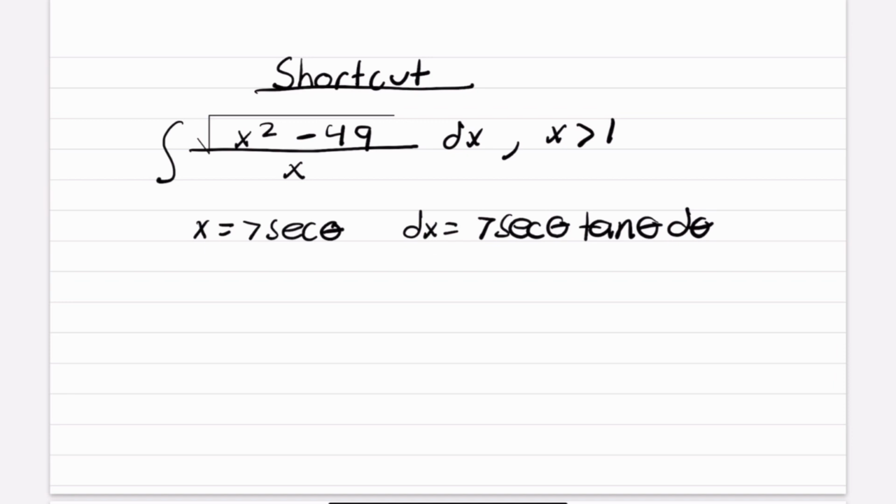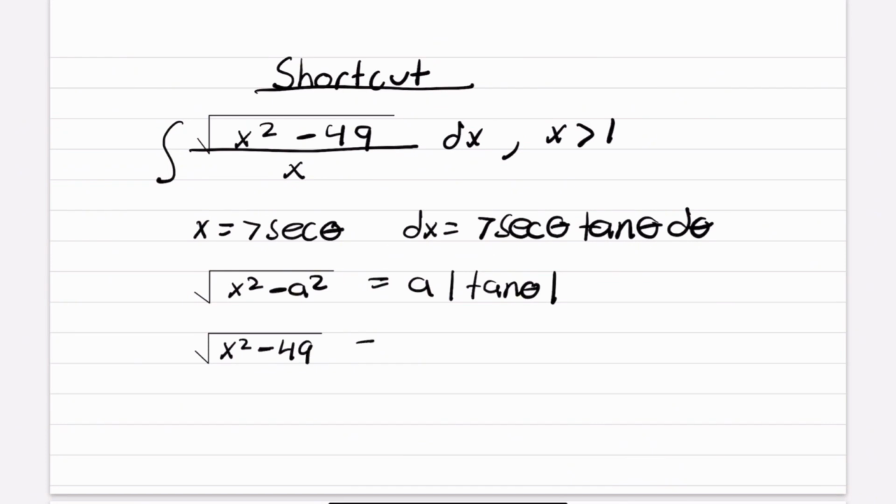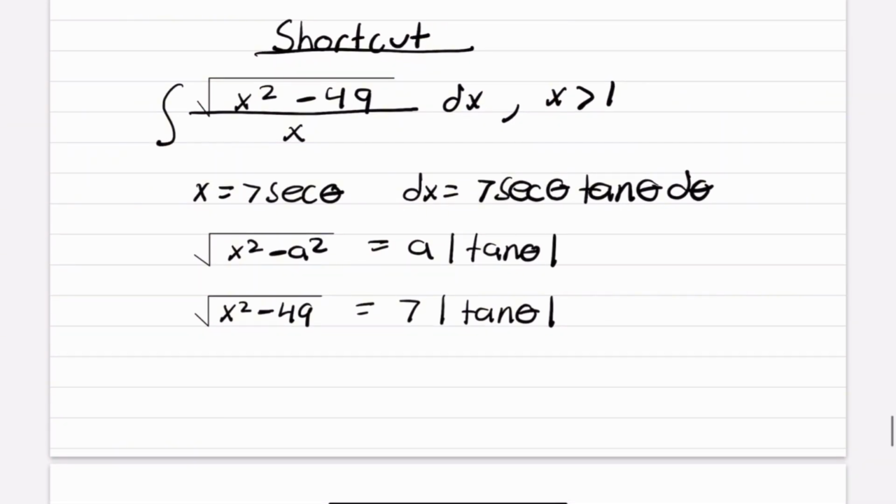So now for the shortcut, we can simply use the equation that we solved for at the very beginning, which is the square root of x squared minus a squared is equal to a absolute value of tan theta. So in our case, the square root of x squared minus 49 is equal to 7 absolute value tan theta. So when we get ready to substitute, I can simply replace the square root of x squared minus 49 with 7 absolute value tan theta.